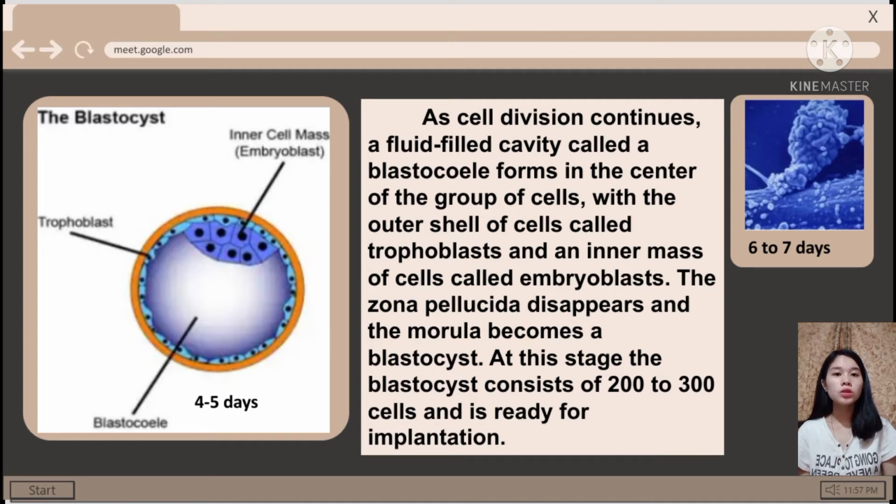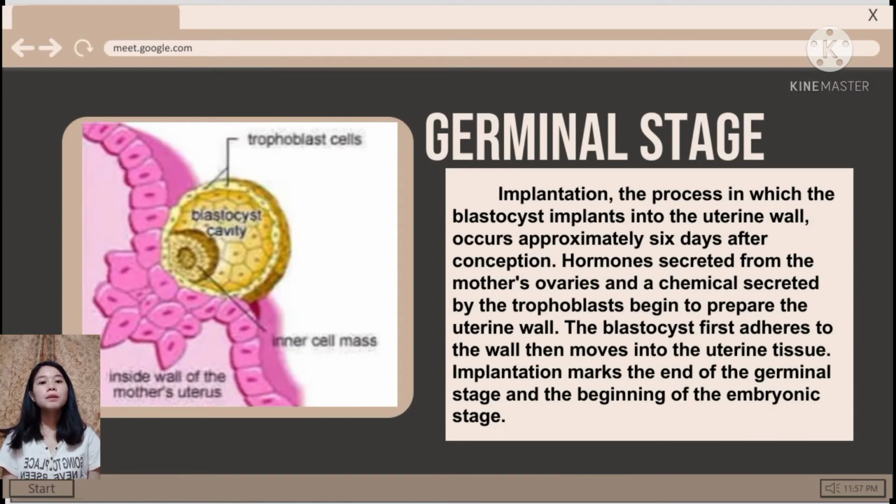As cell division continues, a fluid-filled cavity called a blastocele forms in the center of the group of cells with an outer shell of cells called trophoblasts. The zona pellucida disappears and the morula becomes a blastocyst. At this stage, the blastocyst consists of 200 to 300 cells and it's ready for implantation. Implantation, the process in which the blastocyst implants into the uterine wall, occurs approximately 6 days after conception. Hormones secreted from the mother's ovary and chemicals secreted by the trophoblast begin to prepare the uterine wall, then the blastocyst moves into the uterine tissue. Implantation marks the end of the germinal stage and the beginning of the second stage, which is the embryonic stage.